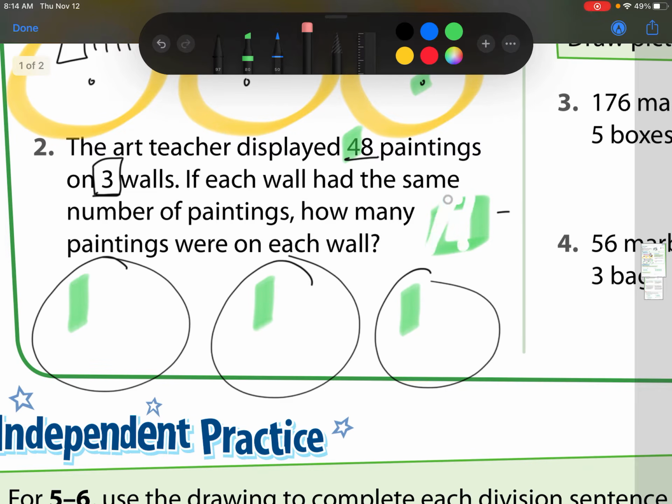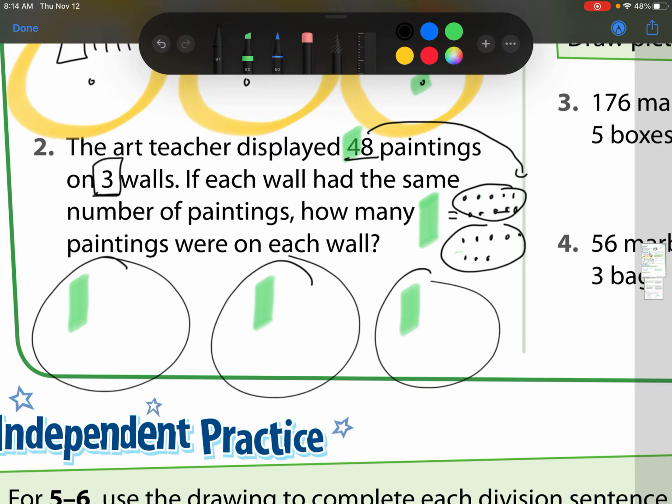It's not a hundreds, it's a tens. So let me try that again. We break that up into what? Into 10 ones. 1, 2, 3, 4, 5, 6, 7, 8, 9, 10. And then we already have these 8 right here, so we need to add those. 1, 2, 3, 4, 5, 6, 7, 8. So I know 10 plus 8 is 18. So let's break up those 18 dots now. 1, 2, 3, 4, 5, 6, 7, 8, 9, 10, 11, 12, 13, 14, 15, 16, 17, 18.